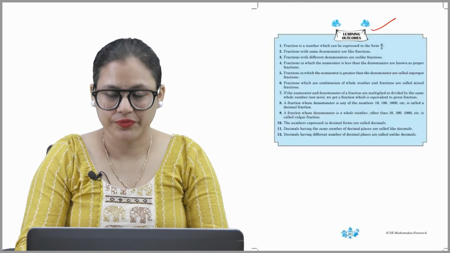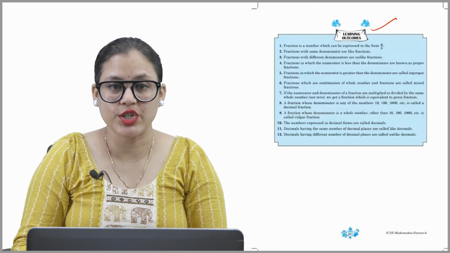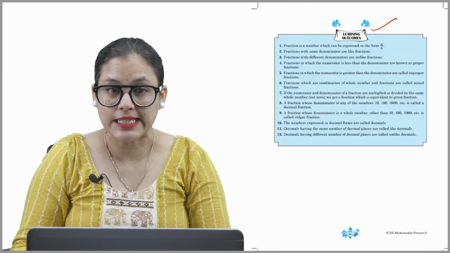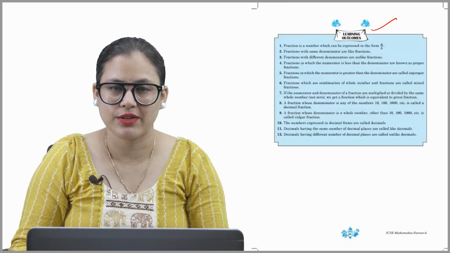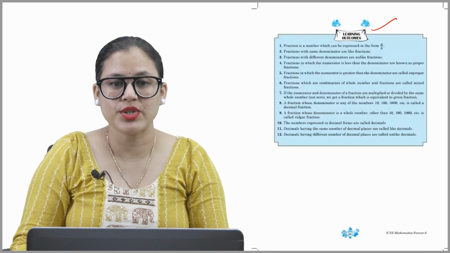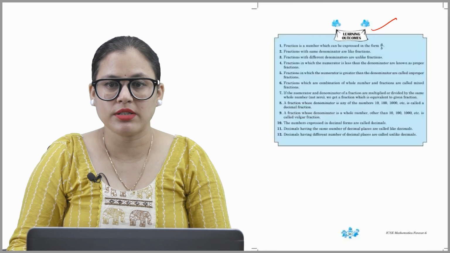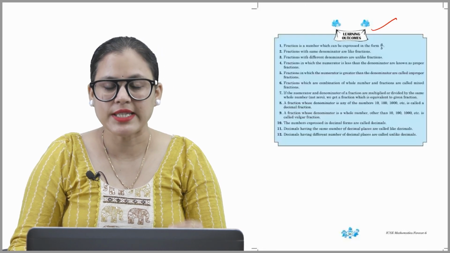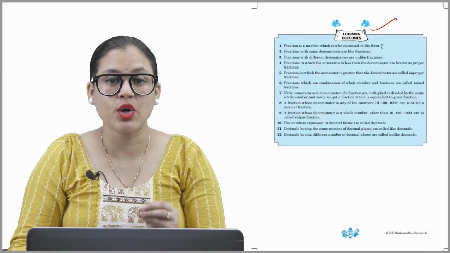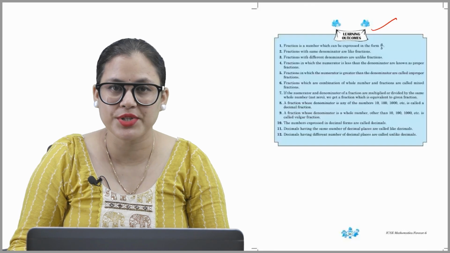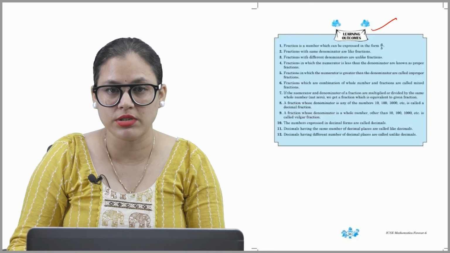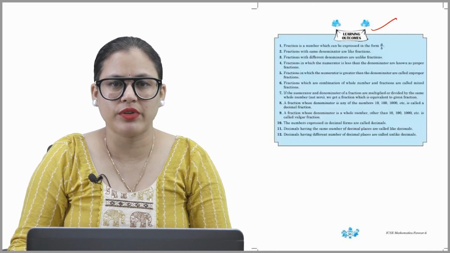Now, learning outcomes. Number 1, a fraction is a number which can be expressed in the form a by b. 2, fractions with the same denominator are like fractions. 3, fractions with different denominators are unlike fractions. 4, fractions in which the numerator is less than the denominator are known as proper fractions. 5, fractions in which the numerator is greater than the denominator are called improper fractions. 6, fractions which are a combination of a whole number and a fraction are called mixed fractions. 7, if the numerator and denominator of a fraction are multiplied or divided by the same whole number, not 0, we get a fraction which is equivalent to the given fraction.